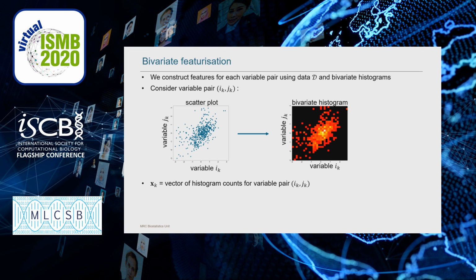The feature vector for the variable pair is then the vector of histogram counts, so this matrix vectorized, and we denote this by x_k. So we do this for each variable pair, so we have p squared vectors of histogram counts, one for each variable pair. So the idea is that the featurization captures patterns in the scatter plot that are indicative of causal relationships, and these patterns can be learned by the classifier.